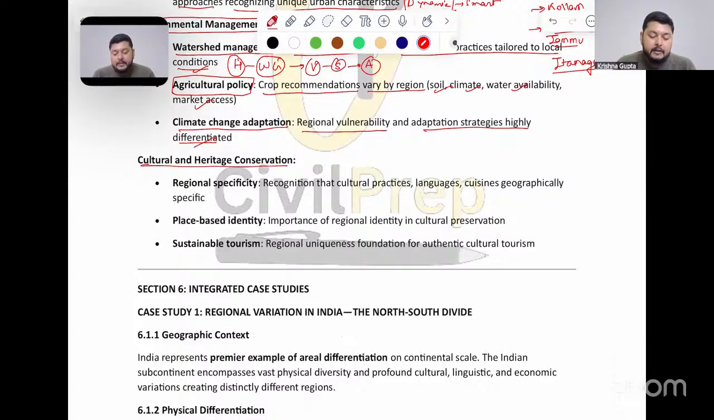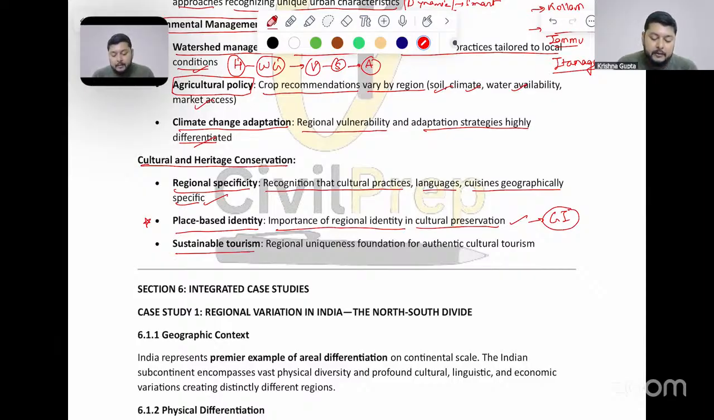Then cultural heritage and conservation. Regional specificity: the recognition that cultural practices, languages, and cuisines are geographically specific. Place-based identity is very important. Make it a star mark. The importance of regional identity in cultural preservation is very important here. For example, the regional identity of rice grown in Kollam is very different from the rice grown in Arunachal Pradesh, Manipur, or Chhattisgarh. So it is giving an identity. And what are we identifying it through? We are identifying them through the geographical indication tag. This is an identity given to those crops.